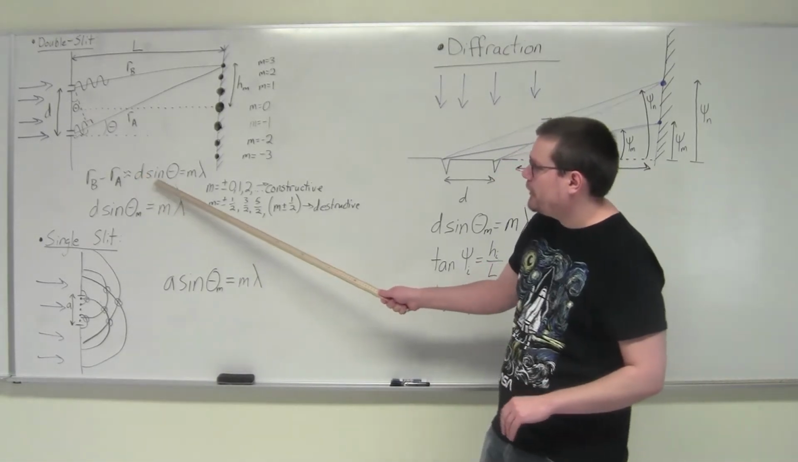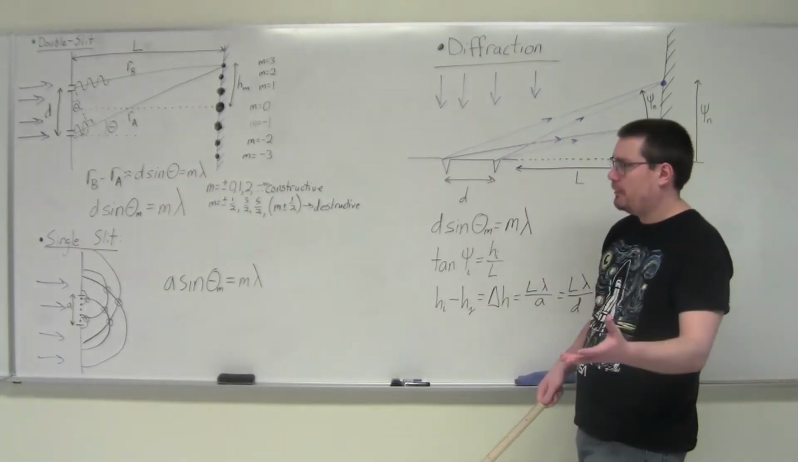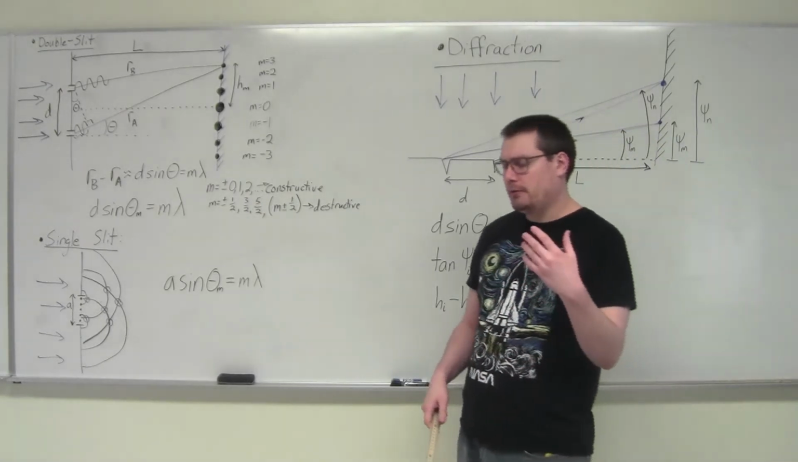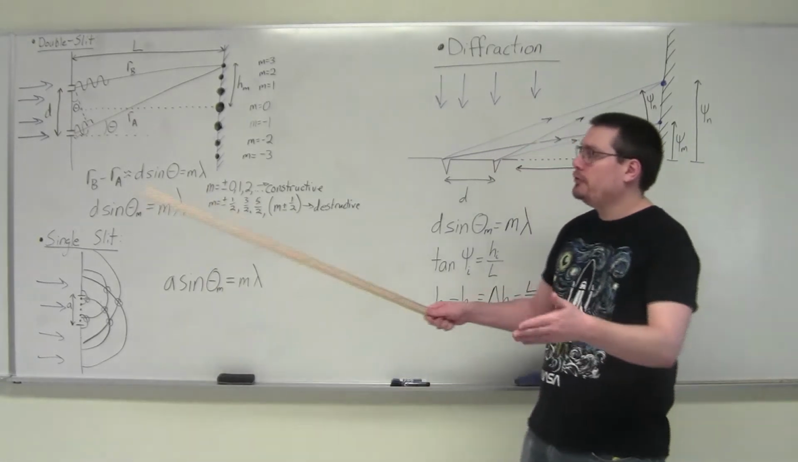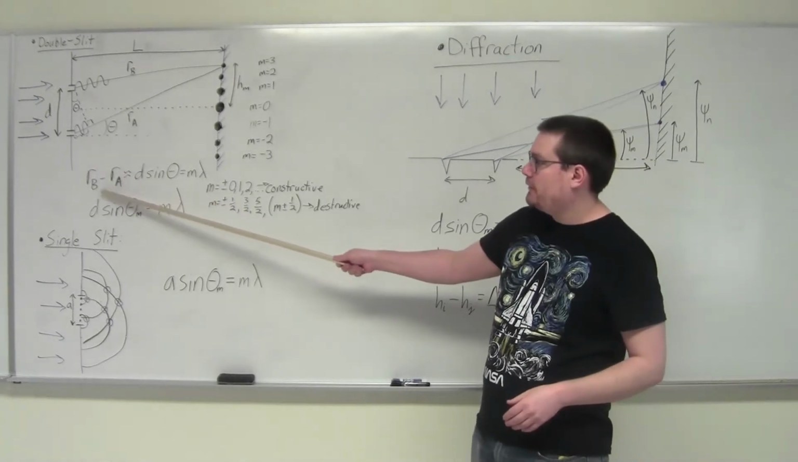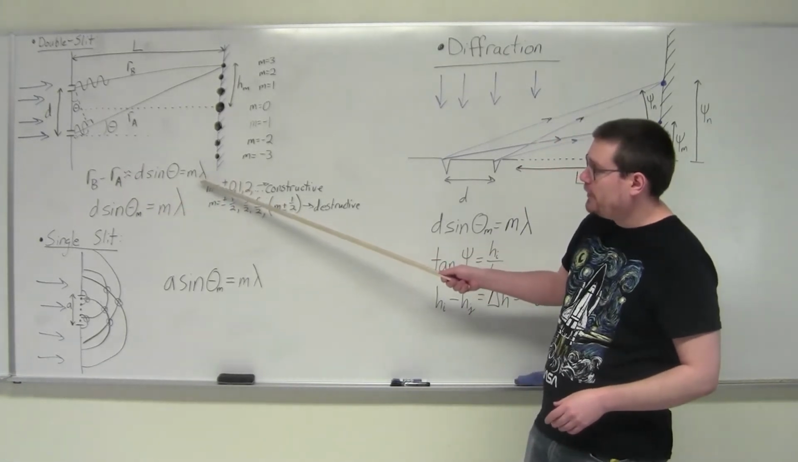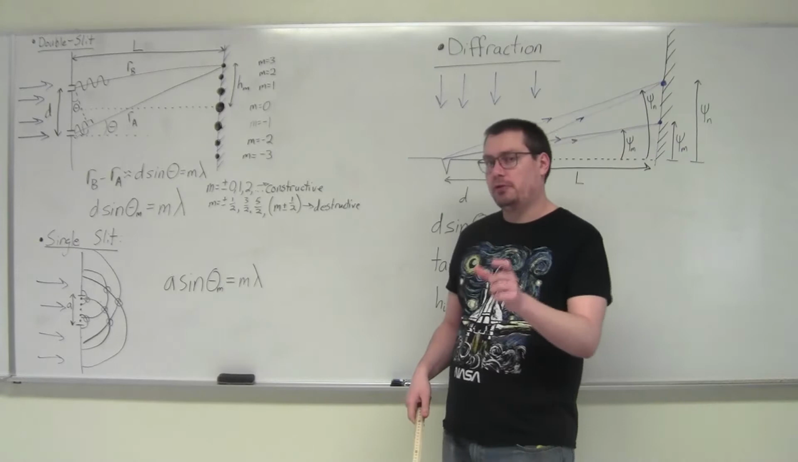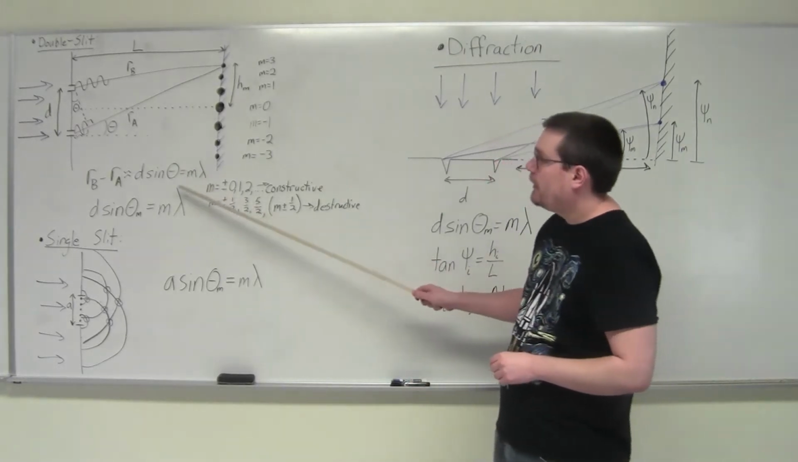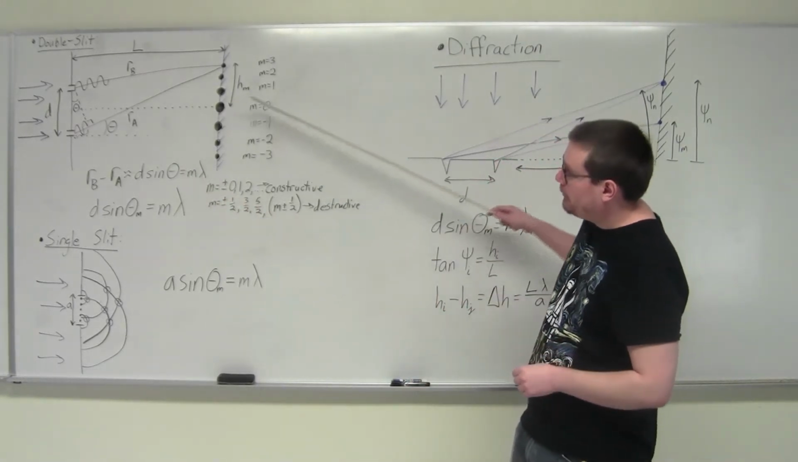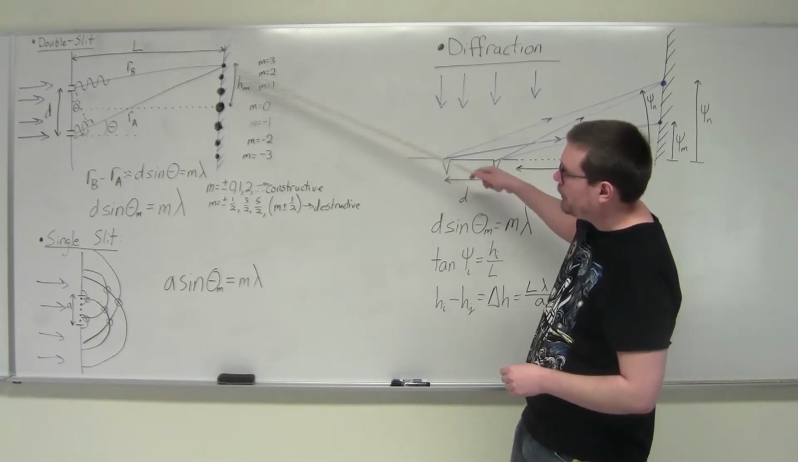This can also simplify to m lambda. Basically, if you know the wavelength of your waves, all you need to know is the path length difference and how long each wavelength is, and then you can find out if you have a brighter or dark fringe there. And then m represents the number from the center of your brighter dark fringes.